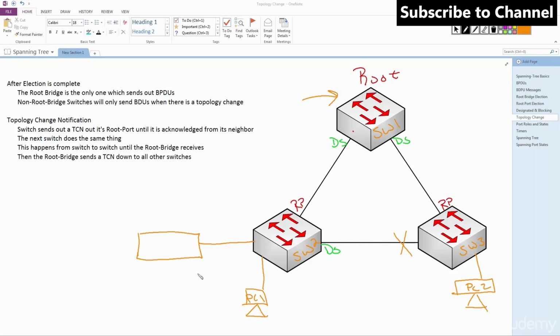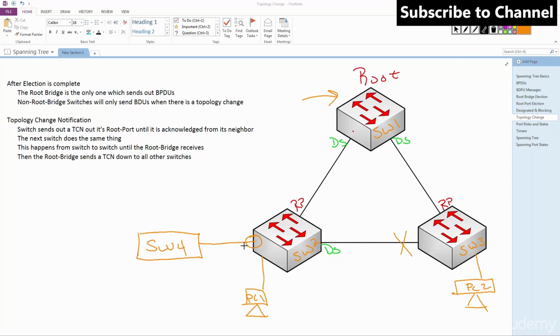Now, there is a time where a switch will send out BPDUs, and that is called a topology change. So if I add the switch here, what I have done is I have added something to my topology. There's a change. Now, switch 2 knows about this change because his port link comes up. Spanning tree looks at it and says, okay, we have some type of change. So what switch 2 is going to do is it's going to send information up to his neighbor.